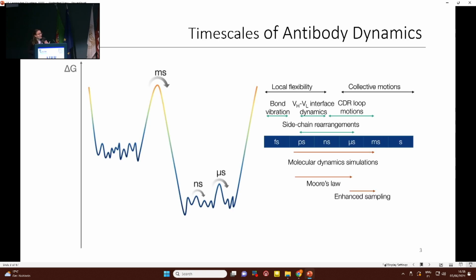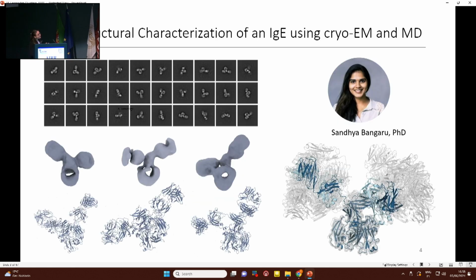When I'm talking about antibodies, I'm immediately thinking: antibodies are flexible, antibodies are variable, and actually dynamics is a key part of antibody function. For example, this is an example of a recent cryo-EM project I'm working on together with Sandhya. She's also a staff scientist in the Ward Lab, where we're looking at IgEs and at how flexible the arms are. And already from cryo-EM, it's apparent that we get different conformational states for the same antibody.